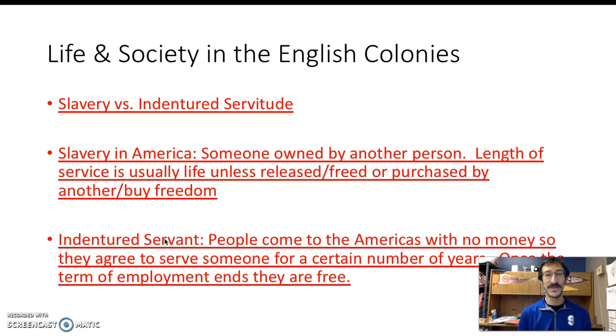Now, a number of people don't survive indentured servitude, but that was a big draw for people to come over to the Americas because most people in England, if you were the second or third son, you didn't have any say in the inheritance. You weren't going to get anything. So in order to essentially be a British citizen, you had to own property.